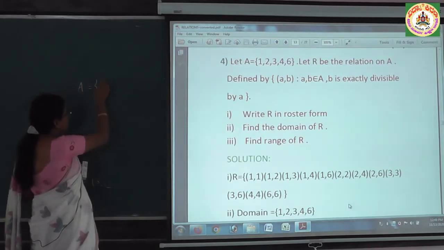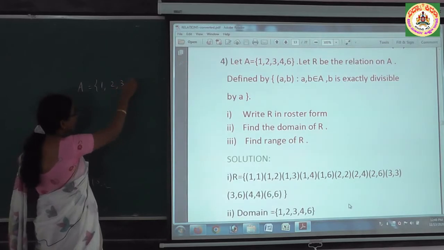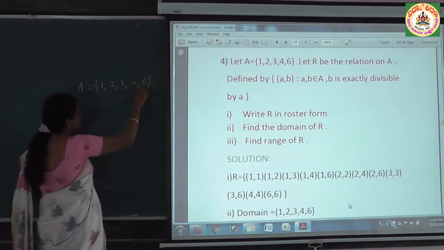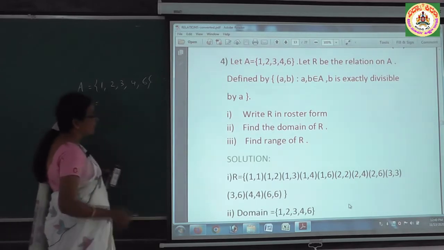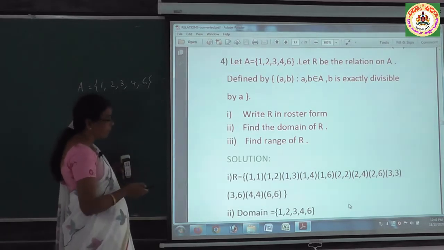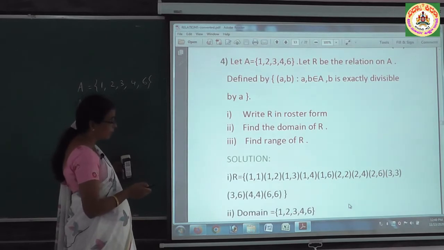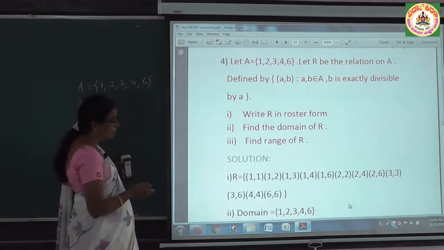Set A is equal to {1, 2, 3, 4, 6}. We have to find A cross A, and after finding A cross A, we have to select those ordered pairs in which B is exactly divisible by A.